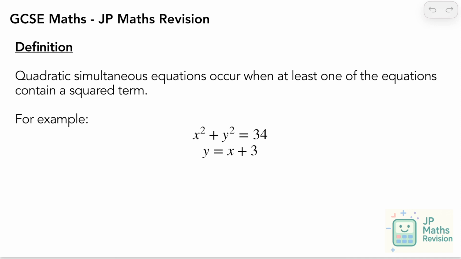So a quick definition before we get started. Quadratic simultaneous equations occur when at least one of the equations contains a square term. So for example, we could have x squared plus y squared equals 34 and y equals x plus 3.